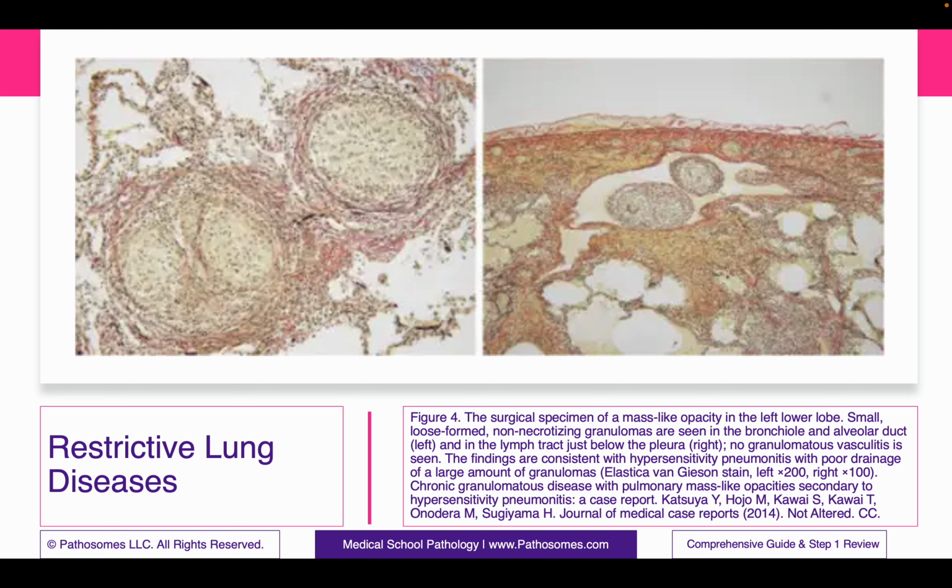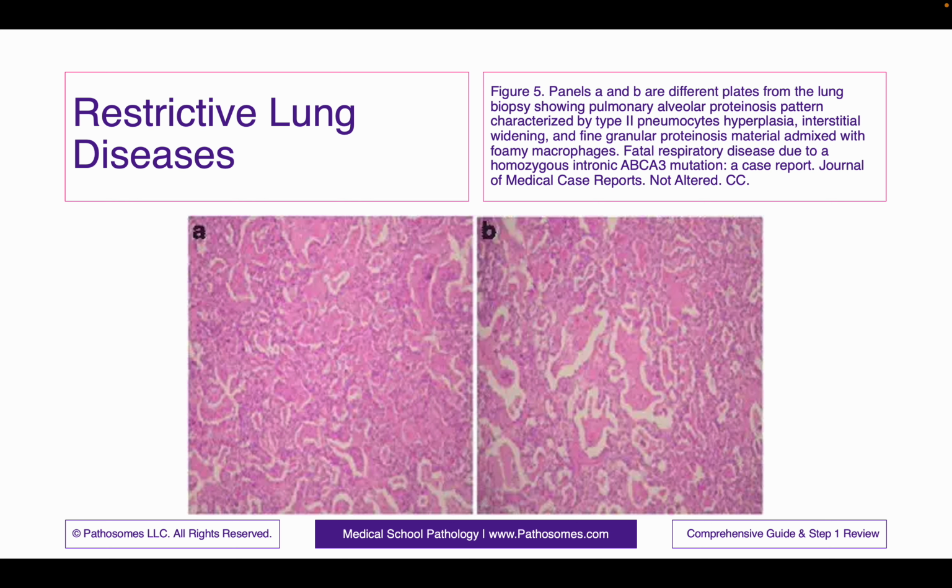And here we have a specimen from a lung that's clearly showing abnormal nodules within the lung. This is a hypersensitivity pneumonitis with granulomas that are present. And here we have more H&E imaging showing pulmonary alveolar proteinosis, right? And this is a specific restrictive lung disease.